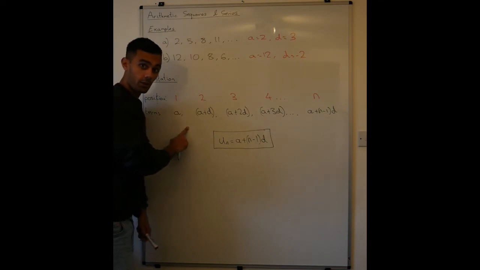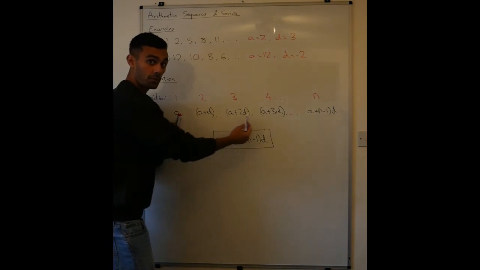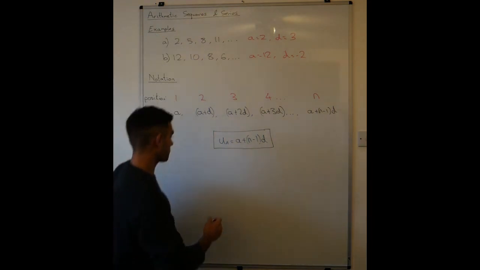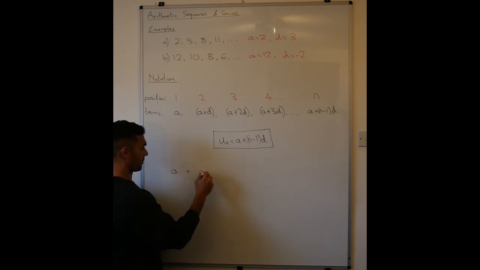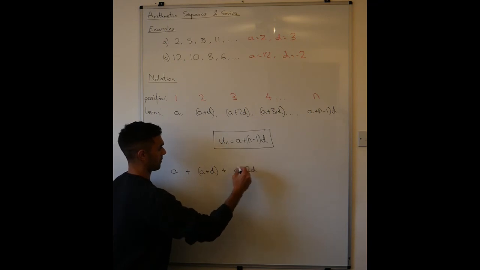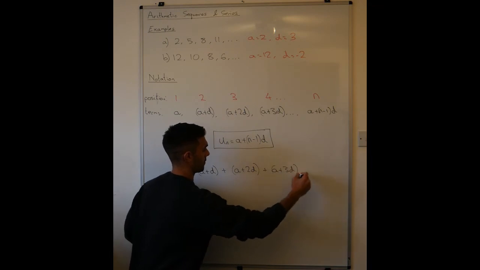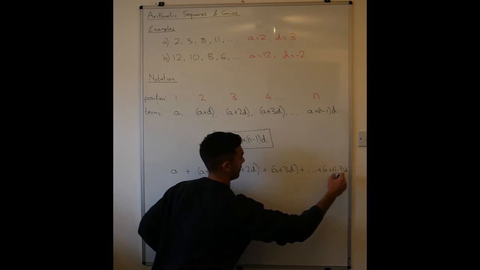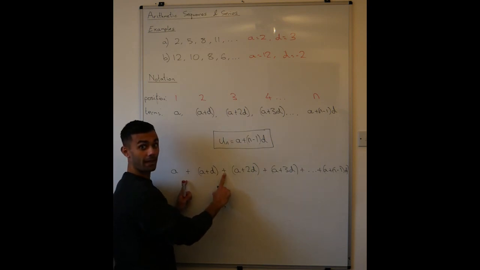So this is an arithmetic sequence. A series is when you simply add the terms together, rather than writing them with commas in between. So you can see I've written exactly the same as above, but now the terms are being added together.